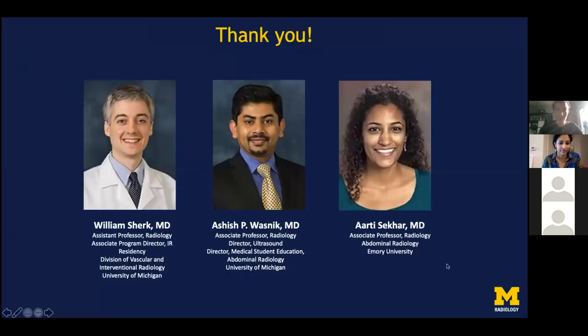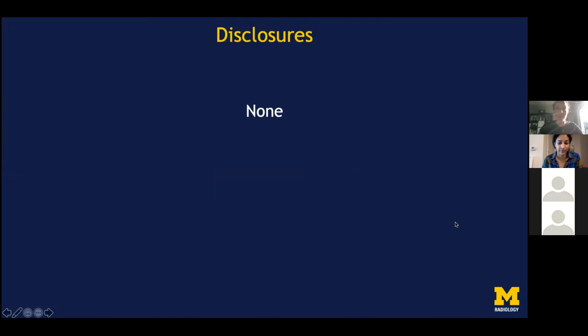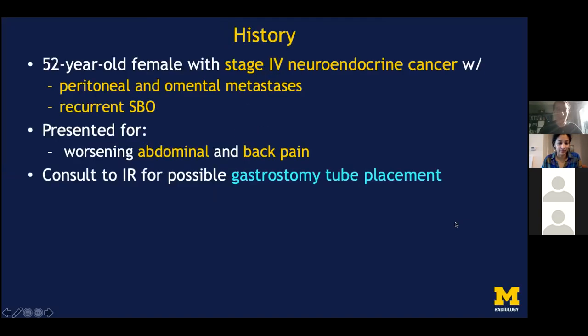So these are the people that helped me put this together. I don't have any disclosures, so we'll start with the first case. This is a 42-year-old female. She had stage 4 neuroendocrine tumor with peritoneal and omental metastases and a recurrent small bowel obstruction, and she presented for worsening abdominal pain and back pain. And then interventional radiology was consulted for a possible venting gastrostomy tube.